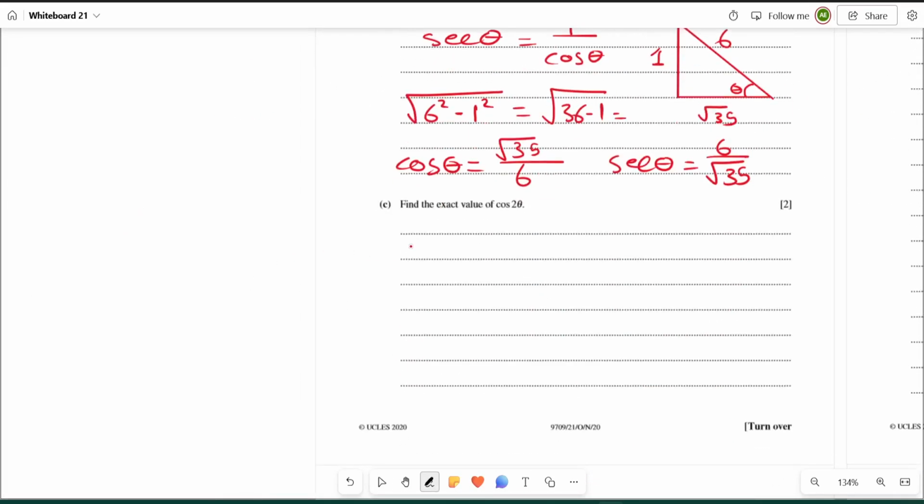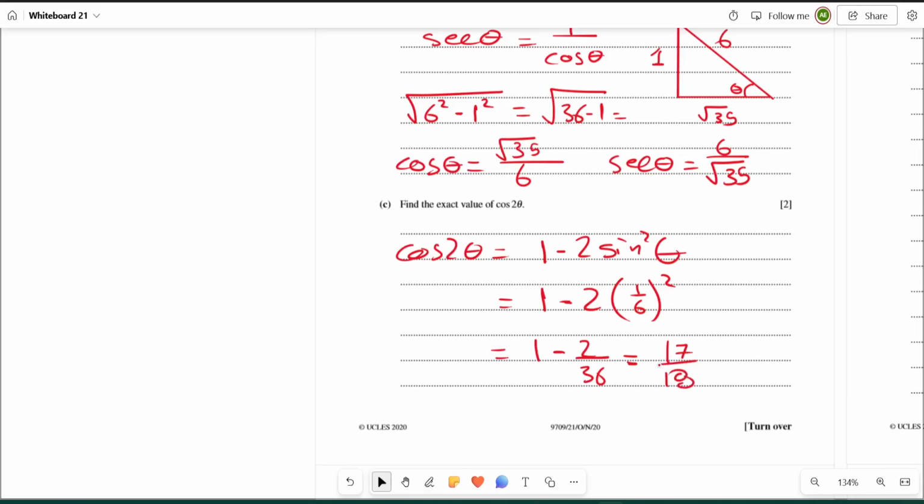Anyways, cosine 2 theta could be written as 1 minus 2 sine squared theta. I know that sine theta is 1 over 6, so this is 1 minus 2 into 1 over 6 squared. This is going to equal 1 minus 2 over 36, because 1 squared is 1, 6 squared is 36. So 1 minus 2 over 36 is going to give me 17 over 18. And that is going to be my final answer.